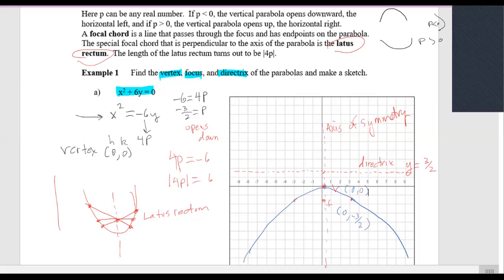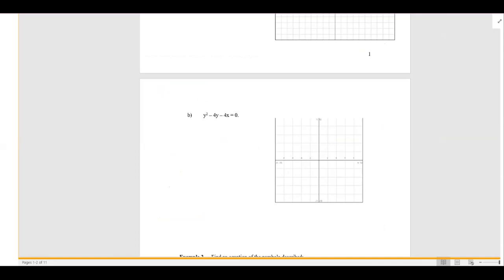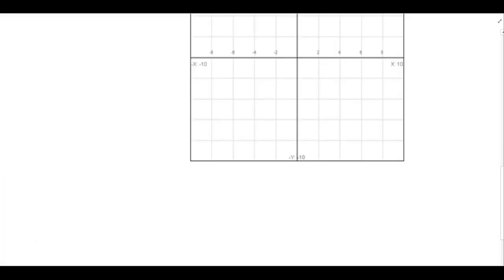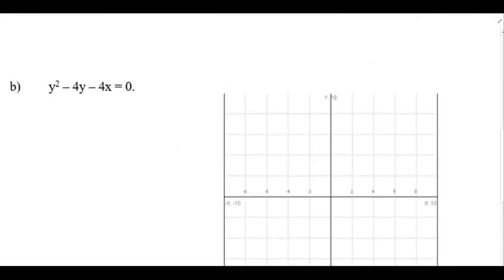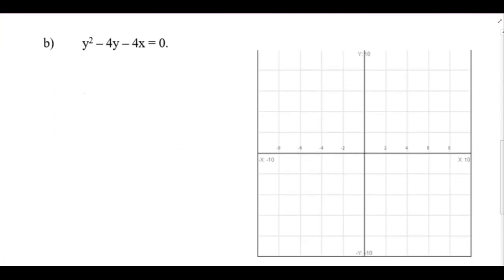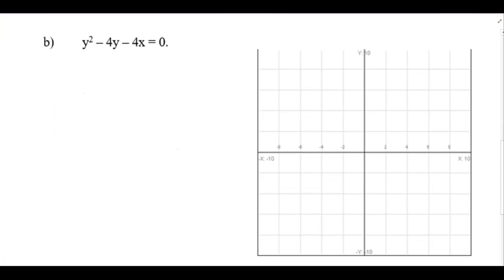Okay, got another one here. See if I can make that a little bigger. All right. Okay, so that's pretty big. Let's see. Okay, that should be enough room.